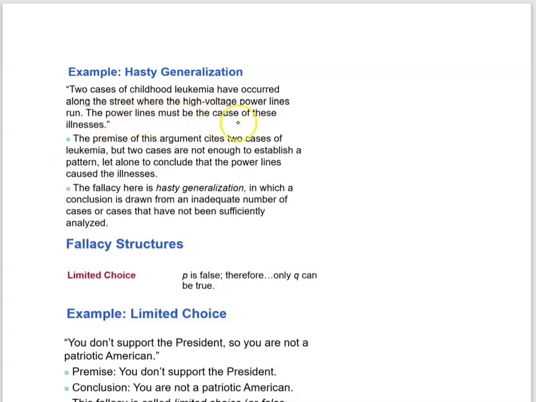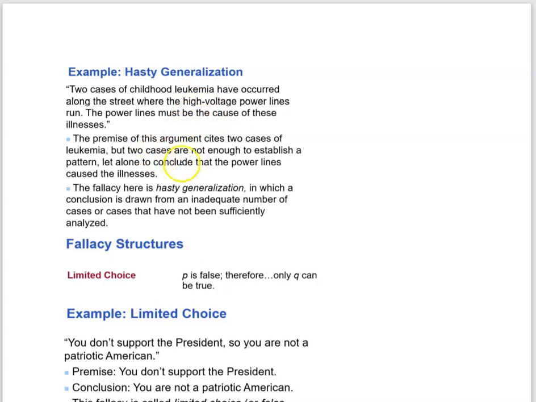The power lines must be the cause of these illnesses. So they've linked two things together. They've linked childhood leukemia to these high voltage power lines, okay? The premise of this argument cites two cases of leukemia, but two cases is simply not enough to make a strong connection. Now, it is a coincidence that happened, but it doesn't necessarily mean that those two cases are caused by this high voltage power line.